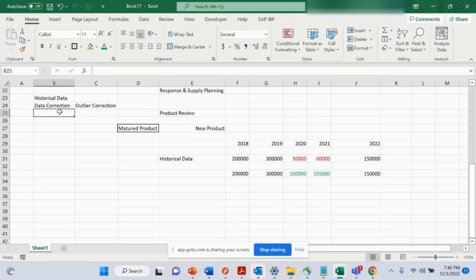So now historical data load is done. Data correction: here we are doing the outlier correction. So these 2 steps have been done. Now what is the third step? The third step is forecasting.